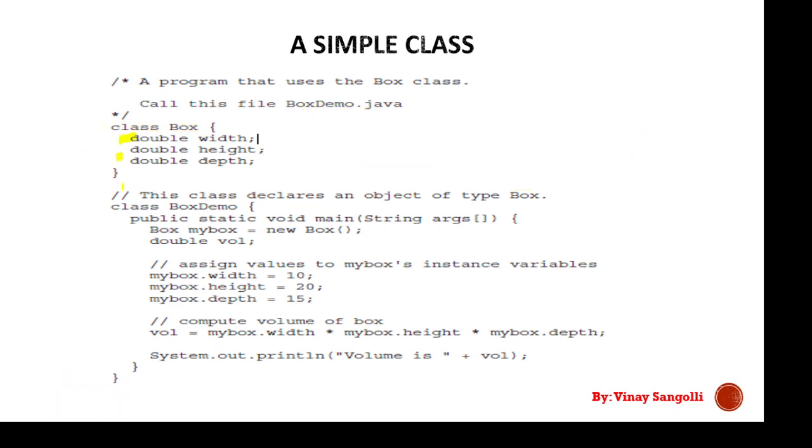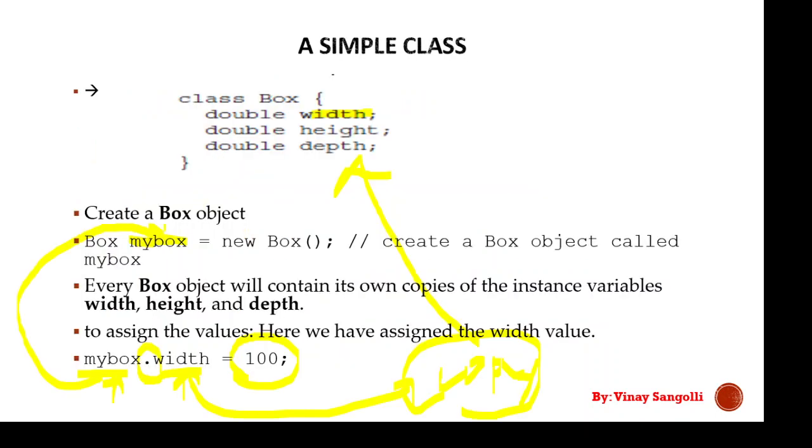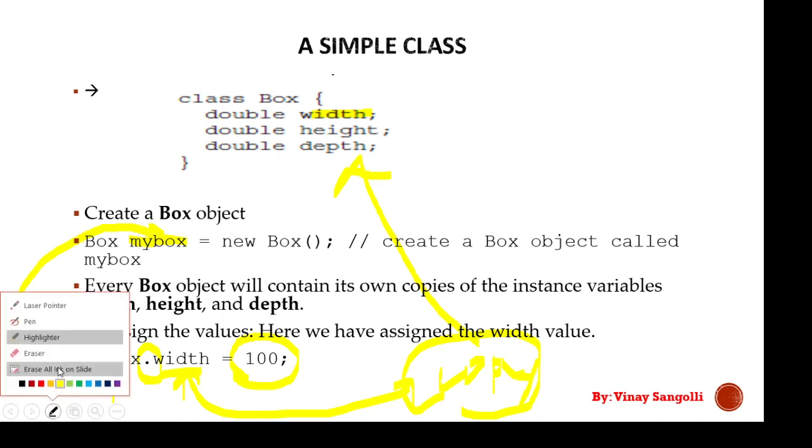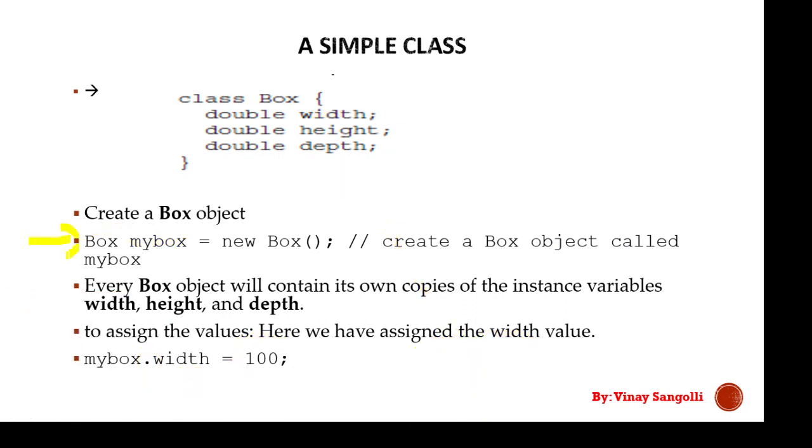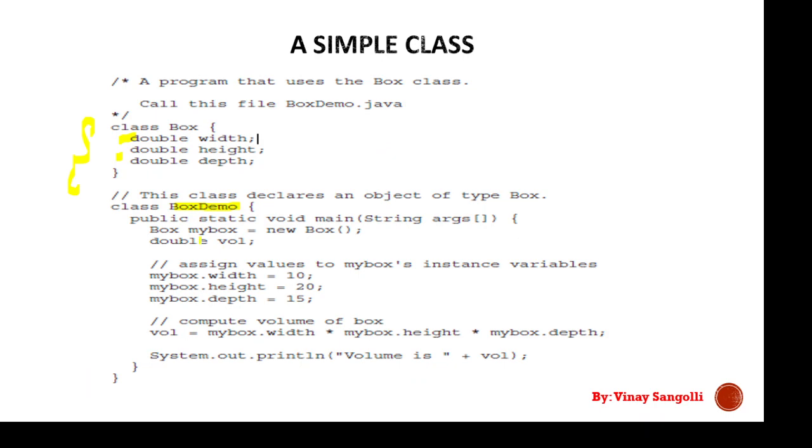Then the next very important thing is we need to create an object for this class. So we have created one more class, called class BoxDemo. This class will declare an object. How to create an object, we have already seen here. This is the step we will use to create an object. You can see here, Box myBox is equal to new Box.